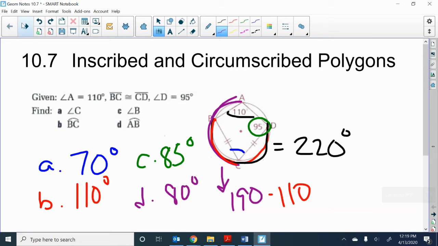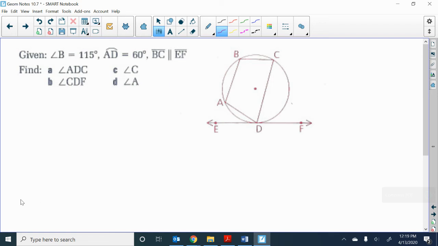All right, let's do another one. Okay, here in this circle, we're told that the measure of angle B is 115, and we're told that arc AD is 60. We also know that BC and EF are parallel to each other. Okay, so let's go through things. The first thing they want us to find is angle ADC. Angle ADC, this thing right there.